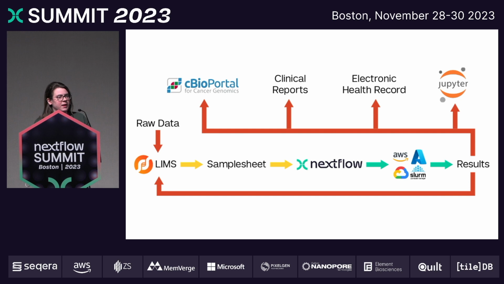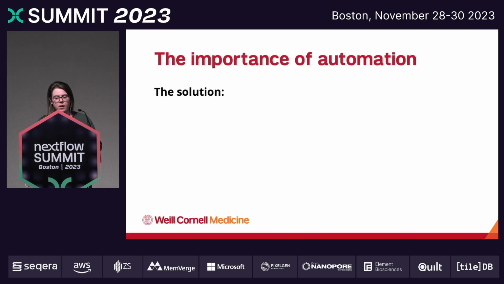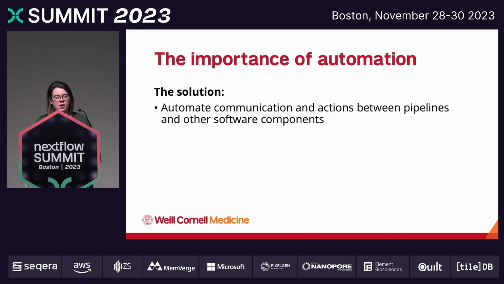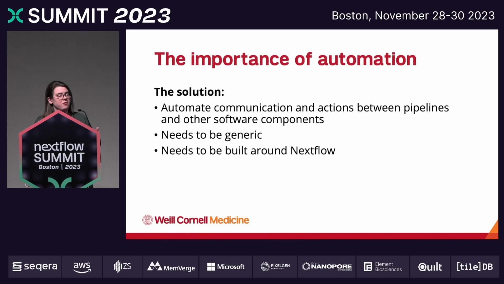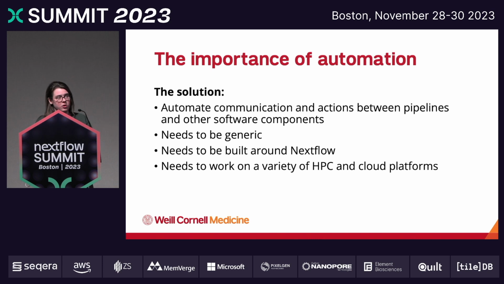So really, automating the sample sheet from LIMS is not too bad. There are guides on the Seqera blog to automate Nextflow start with Tower. Nextflow manages all the jobs, but all this stuff in red is often a manual step. So what's the solution to this? We want to automate communication and actions between all these pipelines and other software components. Ideally, the solution is generic. It's built around Nextflow, and it needs to work on a variety of HPC and cloud platforms. You have Slurm, you have Google Cloud, you have Azure, you have AWS. There's a huge variety out there.